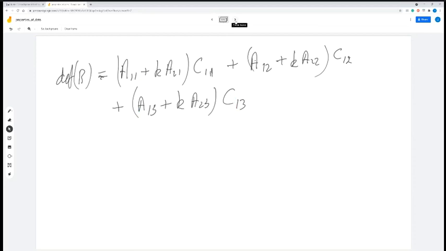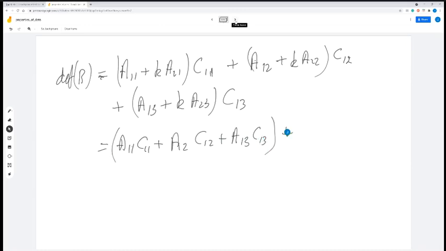And now let me expand the brackets here. I will recollect all the terms that contain K and put them on one side separately, and the ones that do not contain K, we'll put separately. So let me start with the ones that do not contain K. It's A11 times C11 plus A12 times C12 plus A13 times C13. These I will take separately.